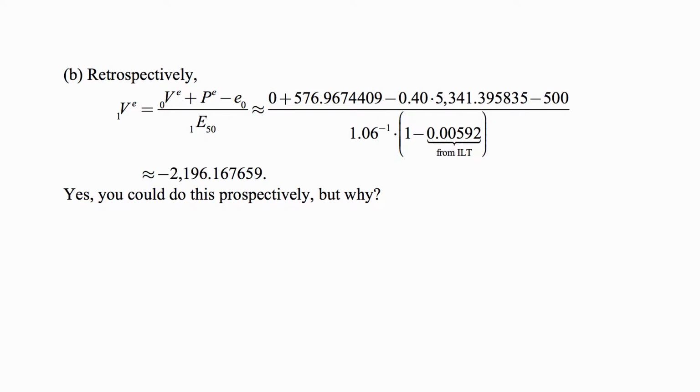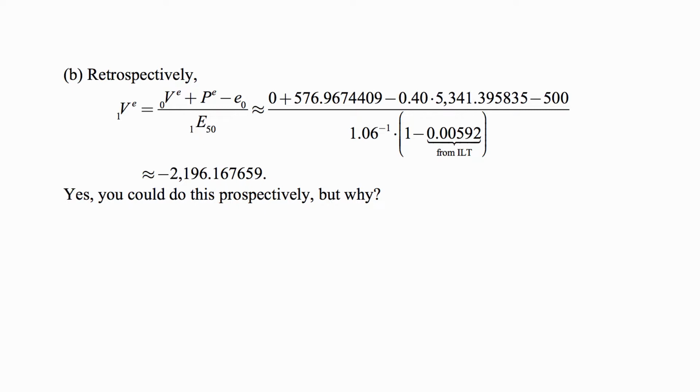And of course 1E50 is equal to V times P50. Now P50 is not in the table, but Q50 is, so 1 minus Q50 from the table is going to be P50, and 1.06 to the negative 1 is V in this case.